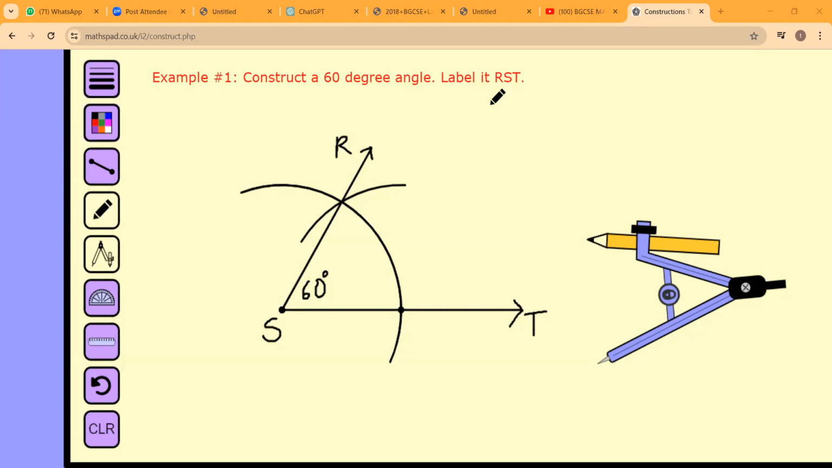Yes, sir. So first we're going to make a point anywhere on the paper, and then we're going to create a ray, and we're going to name that ray ST. Then we're going to put the tip of the compass on point S, and we're going to measure the width of the compass to less than half of the ray, and then we're going to create an arc. Then, with the width of the compass unchanged, we're going to put the compass where it intersects the ray.